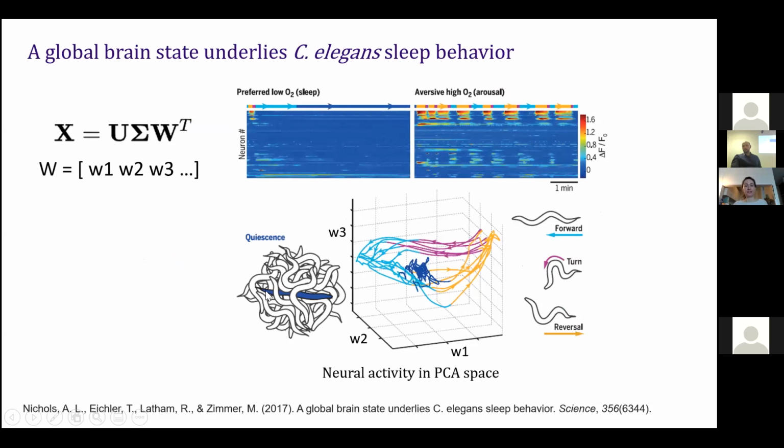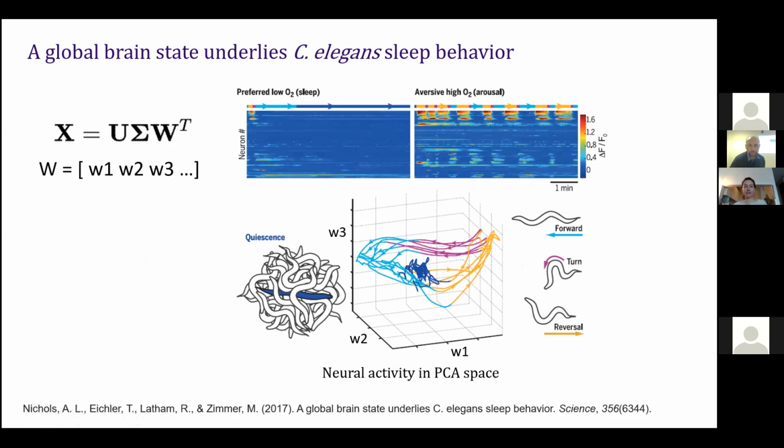So what they did is they plotted the time series of the principal components over time. And so this is showing the time series in PCA space, W1, 2, and 3, and then the color is the behavioral state.